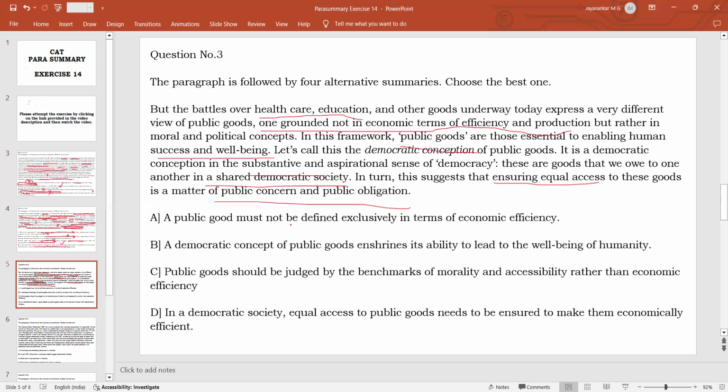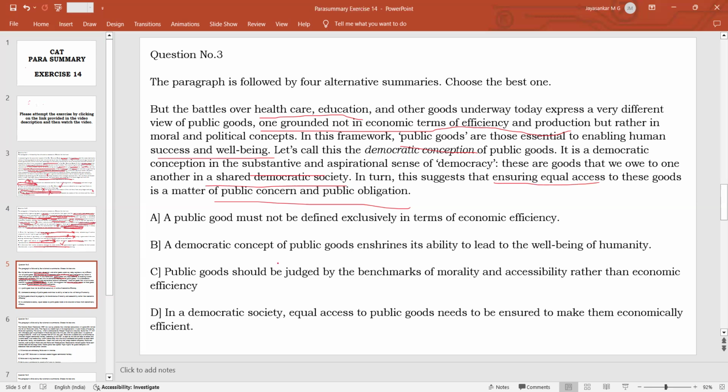A public good must not be defined exclusively in terms of economic efficiency. Correct. The passage says that public good should not be defined only in terms of economic efficiency. Option B, a democratic concept of public goods enshrines its ability to lead to the well-being of humanity. Again, correct, because the passage itself says that whenever there is a democratic concept of public good, it gives more importance or focuses on its ability to lead to the well-being of humanity.